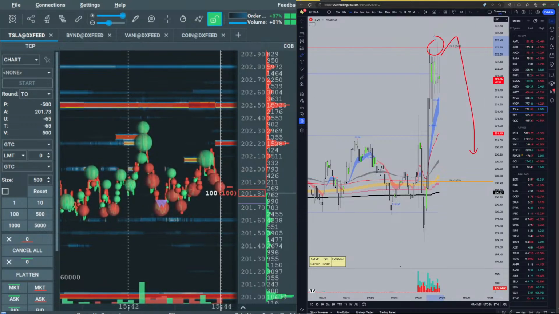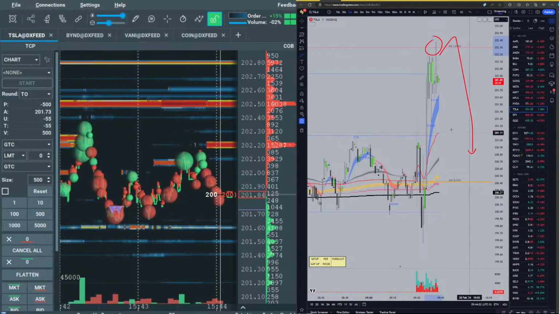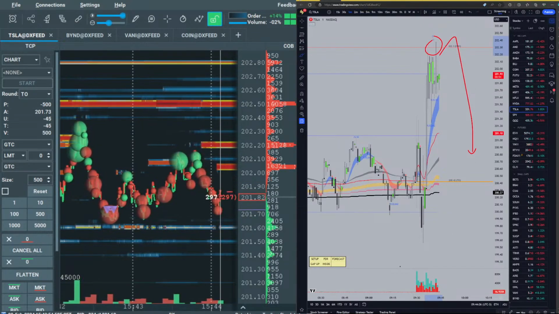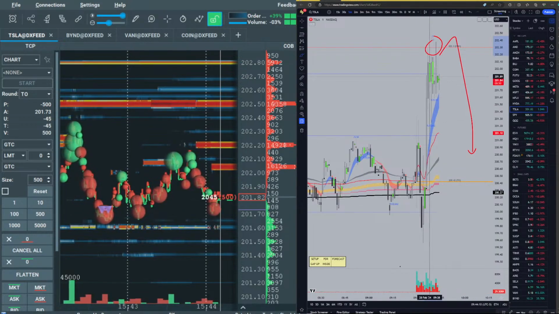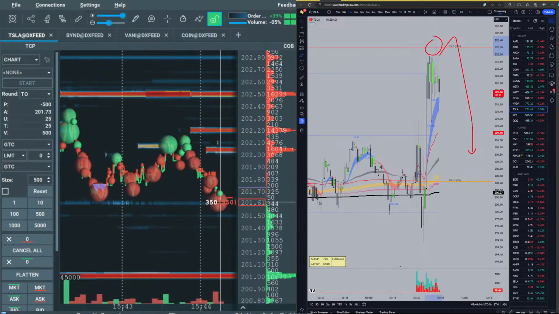Tesla over here showing a little bit more supply at 20210. We need to see the break on 201 and 60s, remember. A little bit more supply, 202. Some selling pressure over here.